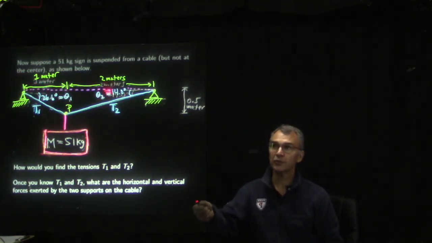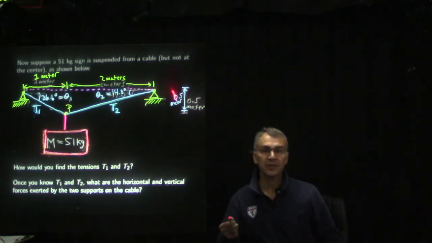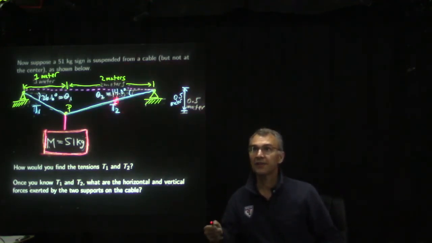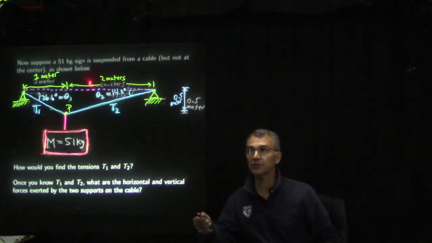Cable number 2 is at an angle of 14.0 degrees with respect to the horizontal. Where do we come up with such crazy numbers? Well, I think this 14 degrees must just turn out to be the arctan of 1/4, the arctan of a 1/2 meter over 2 meters.